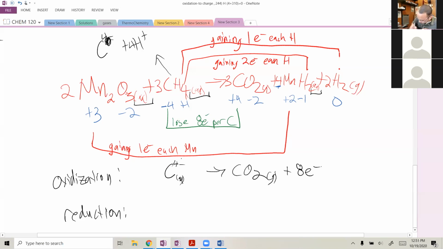That oxygen is coming from our manganese oxide. And so that can be our O2 minus. And if we wanted to balance that, we would need 2 of them. So does our equation look balanced so far? Just within our carbons and our oxygens?